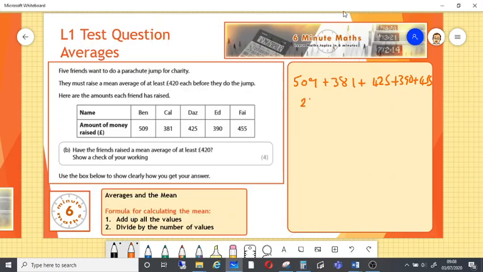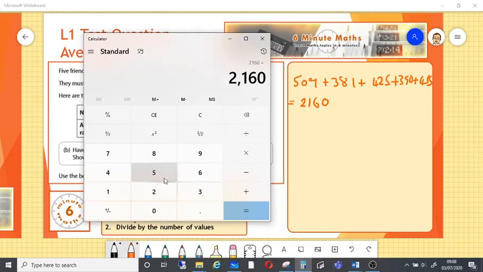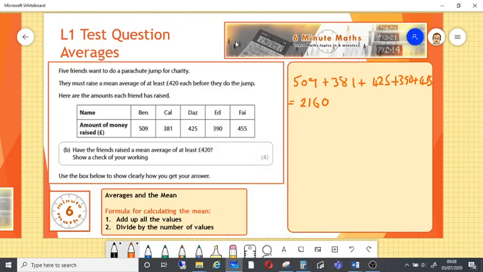So 2160 is the total. We need to divide that by the number of values, and there's 5 people involved, so we're dividing that by 5. 2160 divided by 5 equals 432. So that's the answer. Have the friends raised a mean average of at least £420? Well, yes, they have. It's 432.